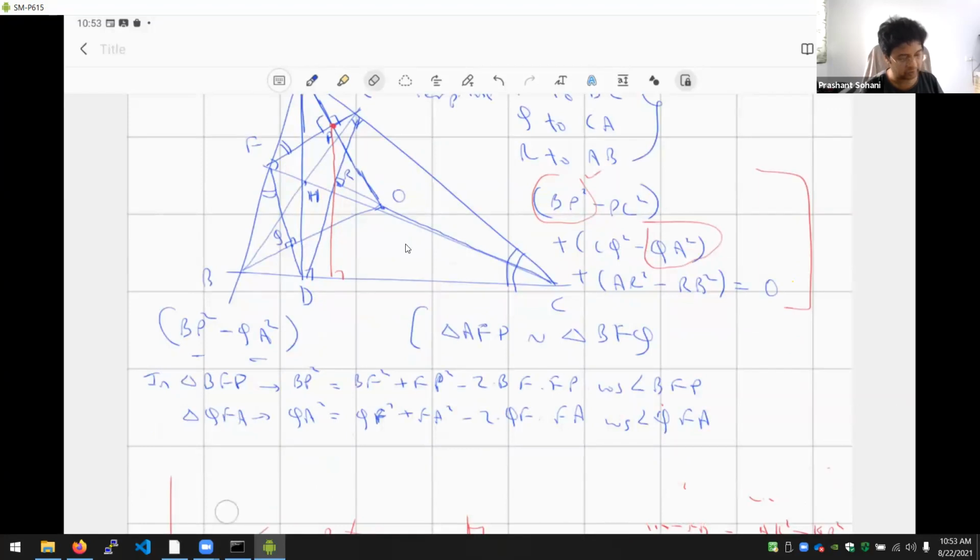So again, I'll leave out the details for you to work out because we don't have enough time. But because of this similarity, you will see that obviously these two angles are equal, but this product BF into FP is equal to QF into FA. You can get that from writing the similarities of these two triangles. So when I subtract one from the other, this term simply cancels out. And so what I'm left with is BP square minus QA square equal to this part, BF square minus FQ square plus PF square minus FA square.